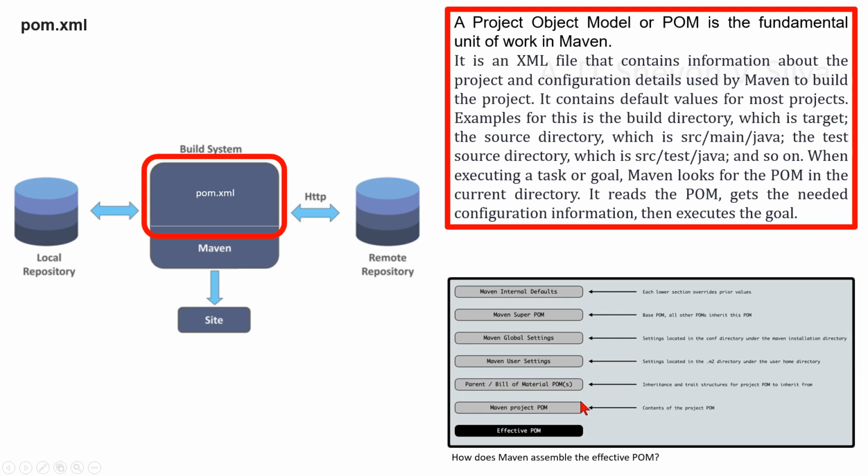Parent or bill of materials POMs. Maven has an inheritance and version trait model. Maven can inherit content and version traits from a parent or bill of materials POM. Typically, parent POMs contain reusable dependencies, plugins, and properties used by a project POM.